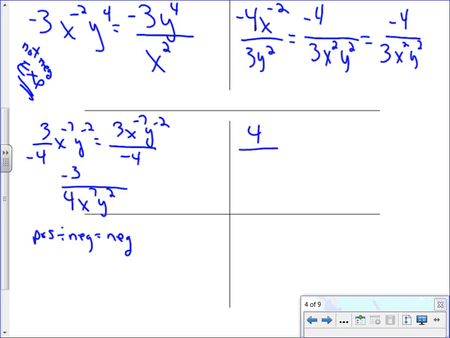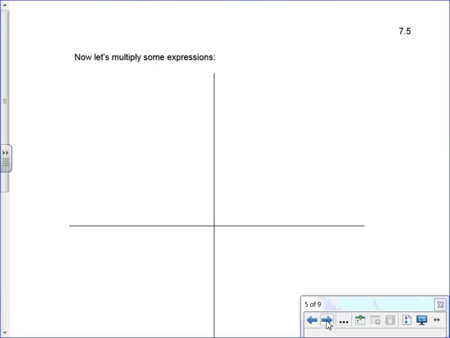And one last one, reminding you that when they start in the denominator, if they have a negative exponent on them, they're going to flip up to the numerator. We don't move the 4, we don't move the 3, but the x squared and the y cubed are going to pop up to the numerator. Okay? All right, let's do some multiplying.